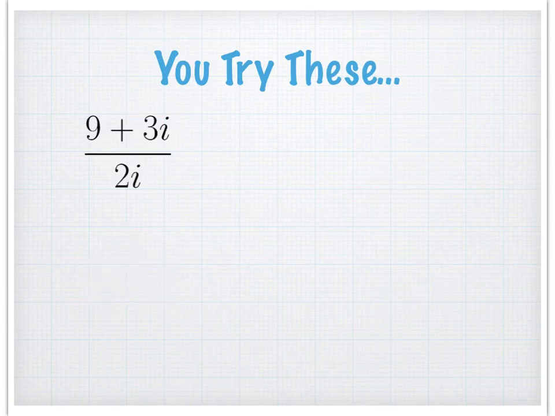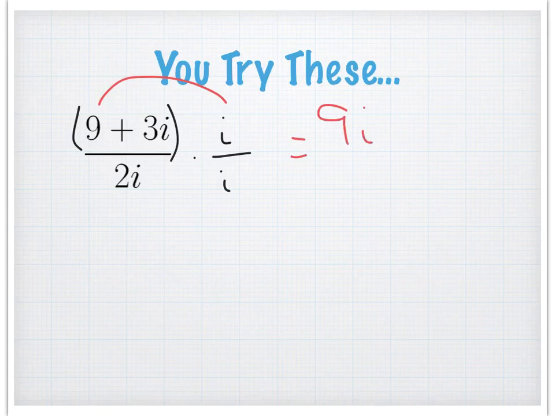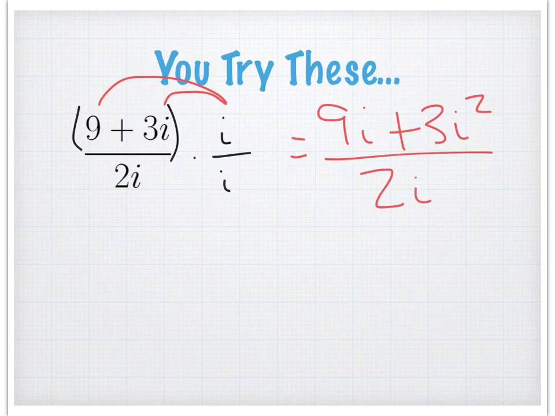So the first problem, we have a monomial denominator, and we'll multiply top and bottom by i. And remember that the numerator is a binomial, so we're going to be using the distributive property. i times 9 is 9i. i times 3i is 3i squared. And the denominator, 2i times i, is 2i squared. Clean this up a bit. Adding 3i squared is really the same thing as subtracting 3, and 2i squared is really the same thing as negative 2.